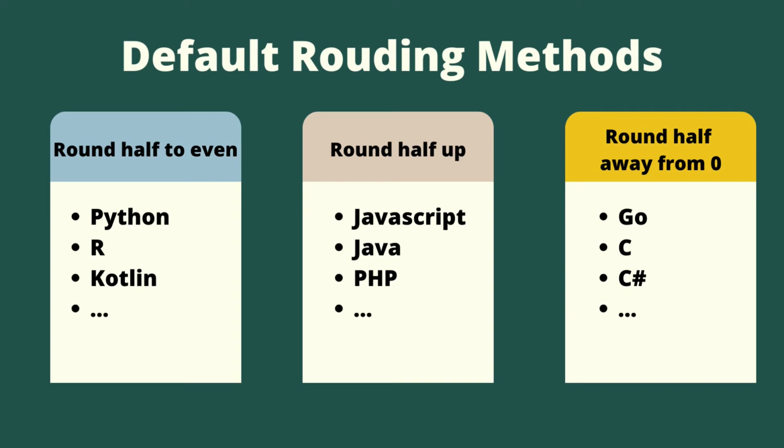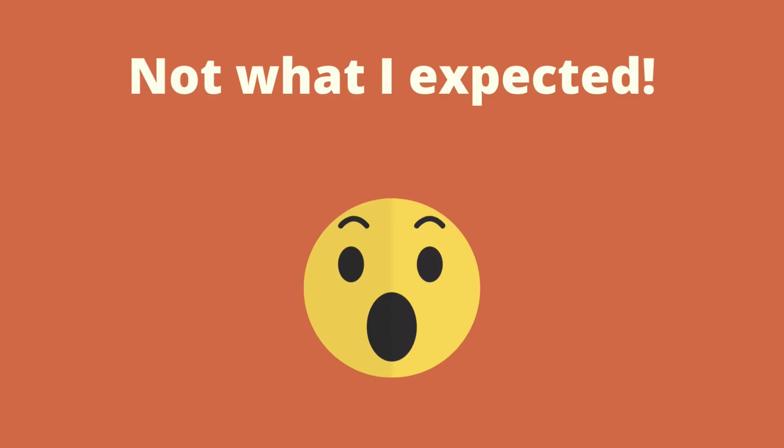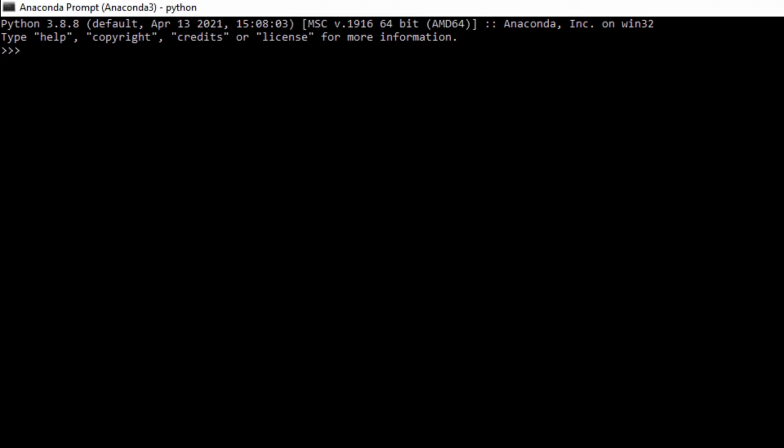However, knowing the rounding method you are using, will you always get what you expected? The answer may be surprising to some people. Let's run an example in Python. If I want to round the float number 2.675 to 2 digits, I would expect to get 2.68, right? Now I run the code. I get 2.67 instead. Is it a bug?